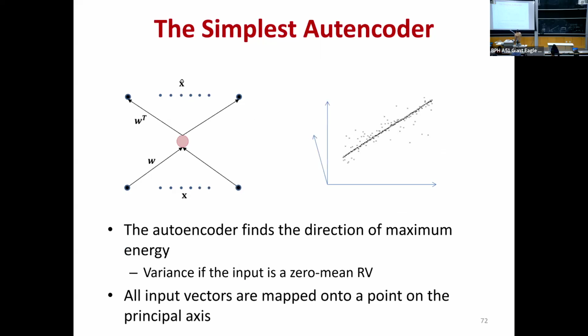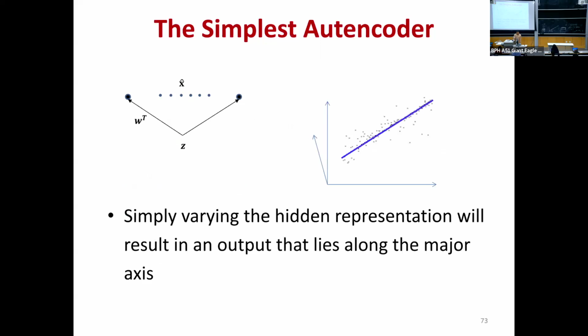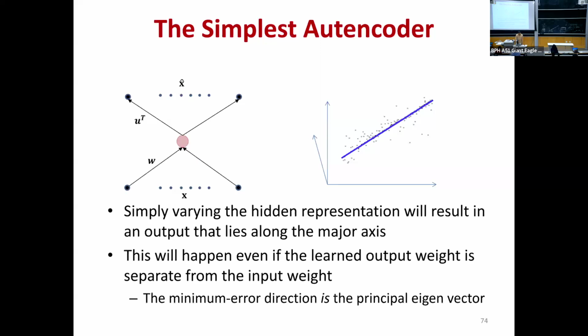And here's the key thing. The W represents one vector. It doesn't matter what the input is. The output is always going to be on that vector because the output is simply Z times W, right? This makes sense to everybody? Okay. Now, it doesn't matter how you compose the network. The output is going to be some Z times W. So regardless of whether the output weights and input weights are the same or not, it's going to learn to perform principal component analysis.